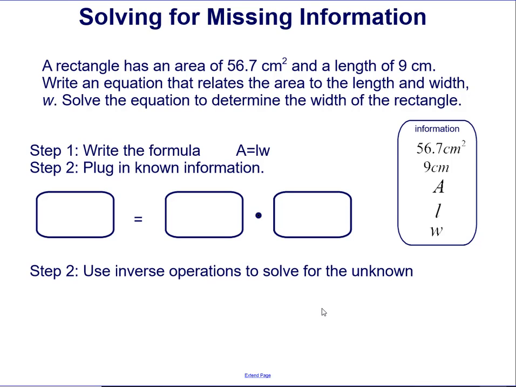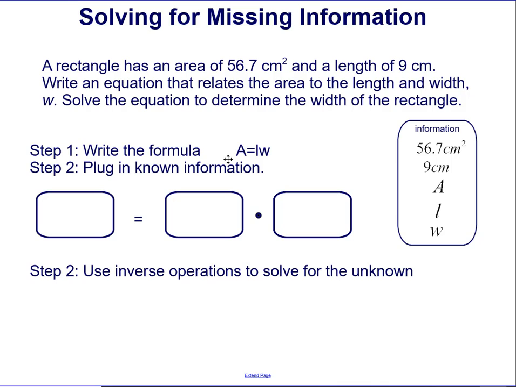Solving for missing information. A rectangle has an area of 56.7 centimeters squared and a length of 9 centimeters. Write an equation that relates the area to the length and width. Solve the equation to determine the width of the rectangle.